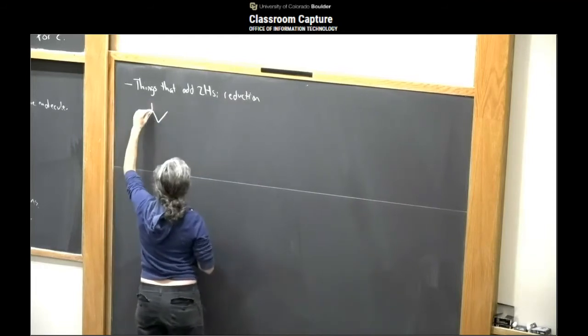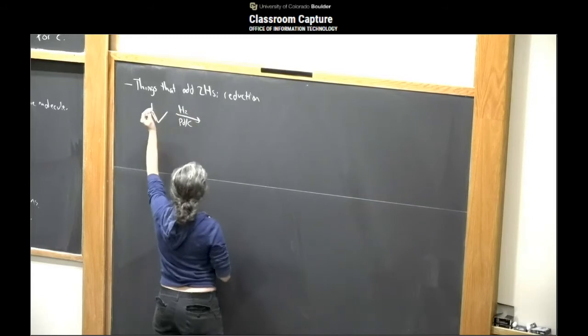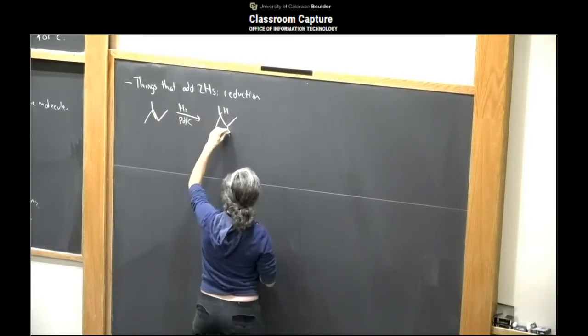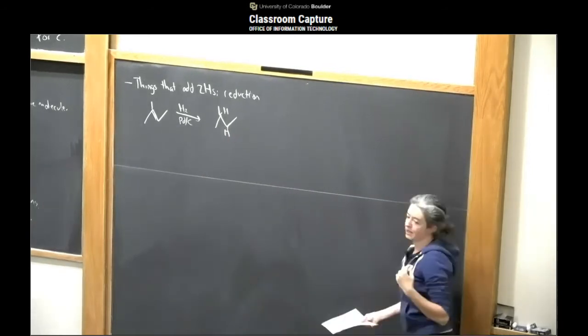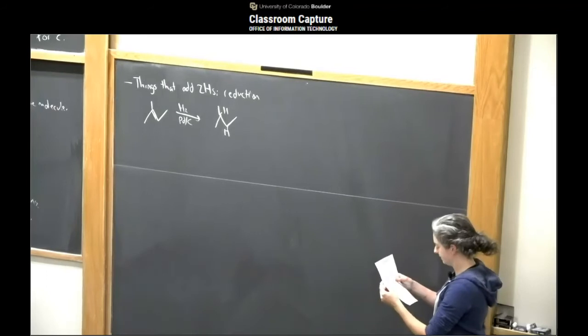So we take this, we do hydrogenation, H2 and palladium on carbon. We're adding H and H, so both carbons got reduced, so this is a reduction overall.